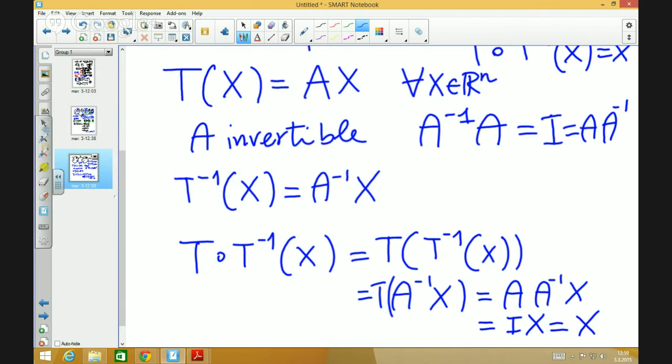And by a completely similar calculation, you can also figure out that this is the same as T minus 1 composed with T.